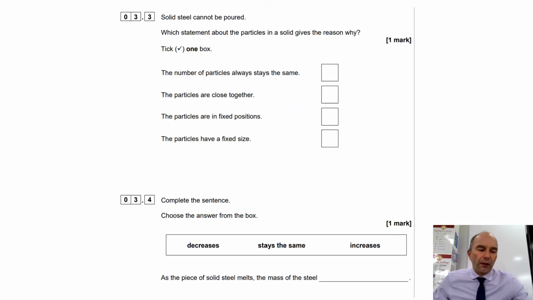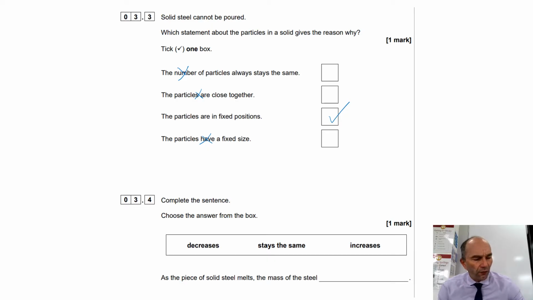Question 3.3. Now, solid steel cannot be poured. Which statement about the particles in a solid gives the reason why? The number of particles always stays the same. Well, that is correct, but it's got nothing to do with why steel is a solid. The particles are close together. That's true, but they're also close together in a liquid, so that's not necessarily the best answer. The particles have a fixed size. Well, generally that's true. Our molecules are generally the same size no matter what state they're in. So it means that our particles are in fixed positions. That's why solids keep their shape.